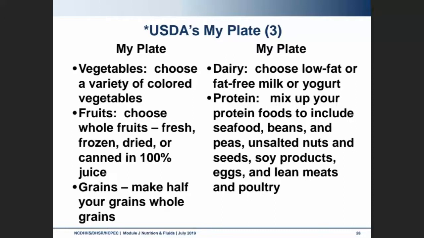Actually, I said half grains. The other half is grains and proteins. My apologies. So half the plate, fruits and veggies, the other half whole grains and proteins. They suggest mixing up those proteins, right? So getting a variety, nuts and seeds, soy products, eggs, lean meats and poultry, seafood and beans. Those are all options to get you that protein.